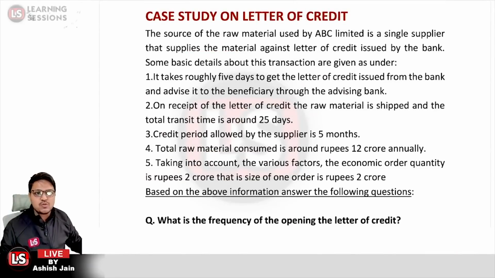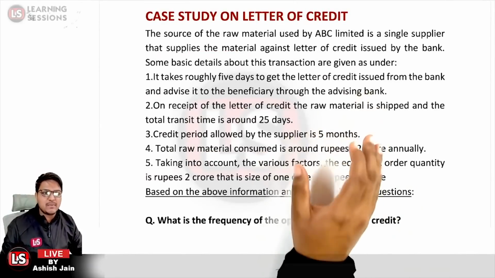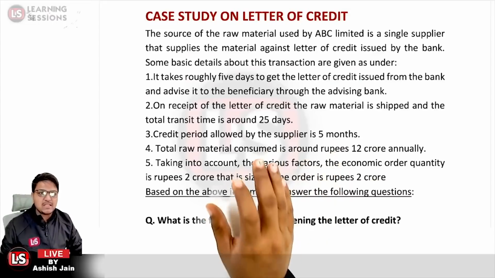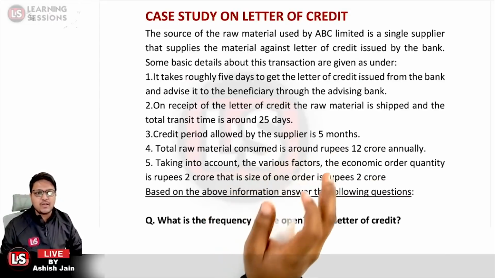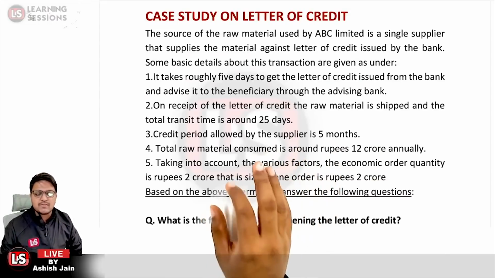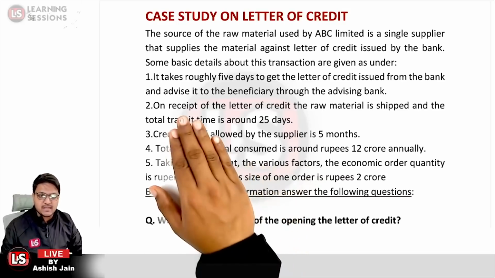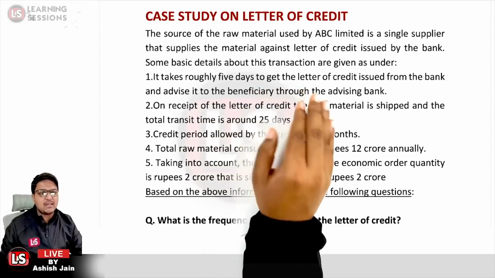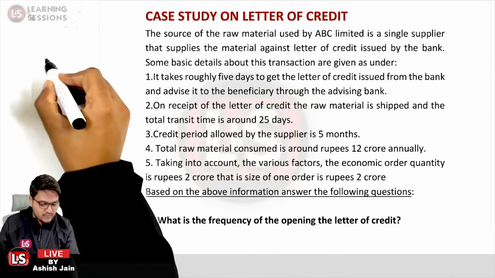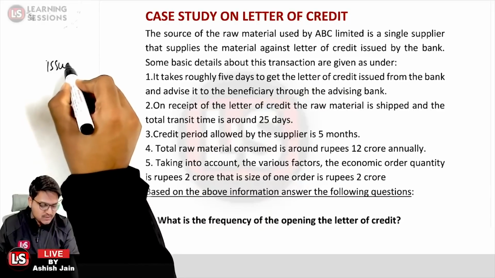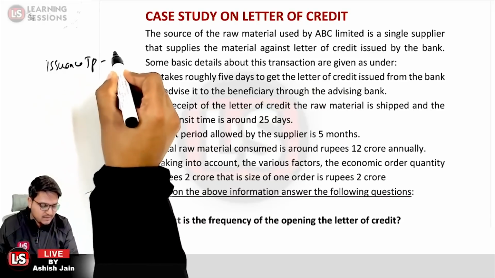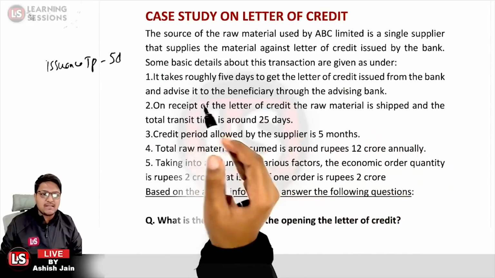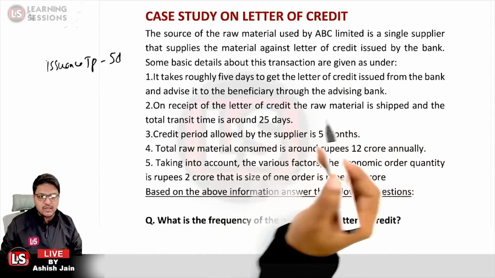It says the source of raw material used by ABC Limited is a single supplier, who supplies the raw material against the letter of credit issued by the bank. It takes roughly 5 days to get the letter of credit issued. So the issuance time period is basically 5 days, and after that it is advised to the beneficiary through the advising bank.